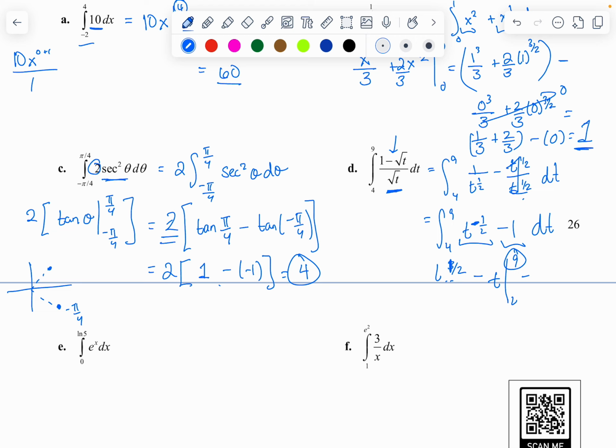And that's going to be t to the 1/2 divided by that half, which is times 2. Yeah, very different answer, right? So plug in 9 first. That's going to be 2 times the square root of 9 minus 9 minus 2 times the square root of 4 minus 4. So we got 6 minus 9 and 4 minus 4. So that gives us 0. And our final answer is going to be -3.